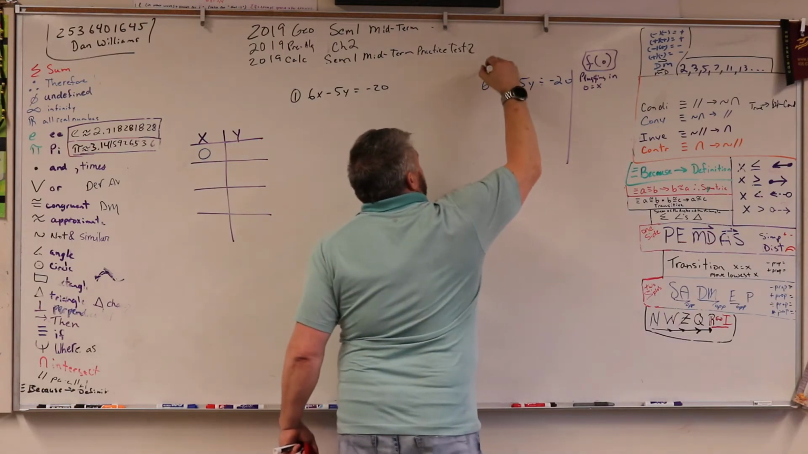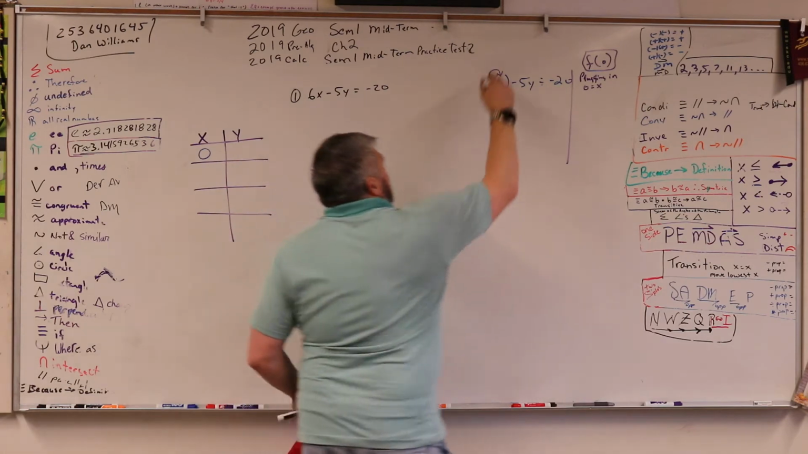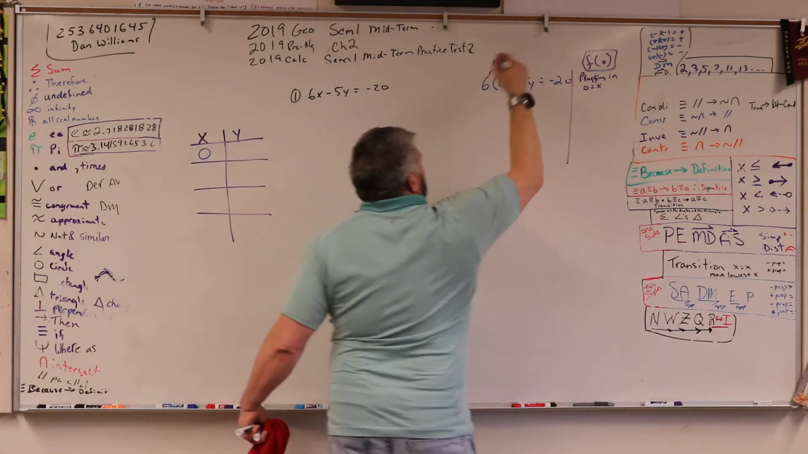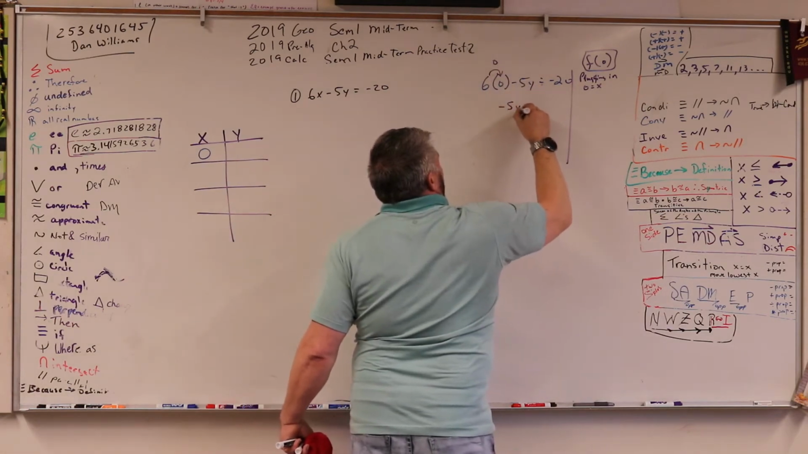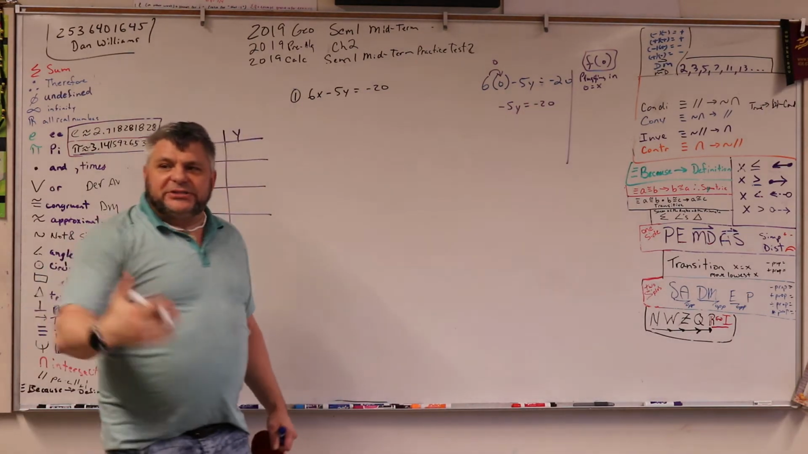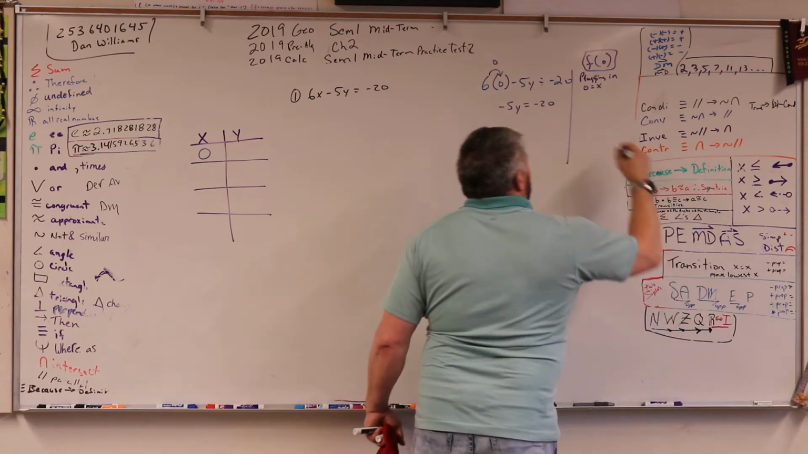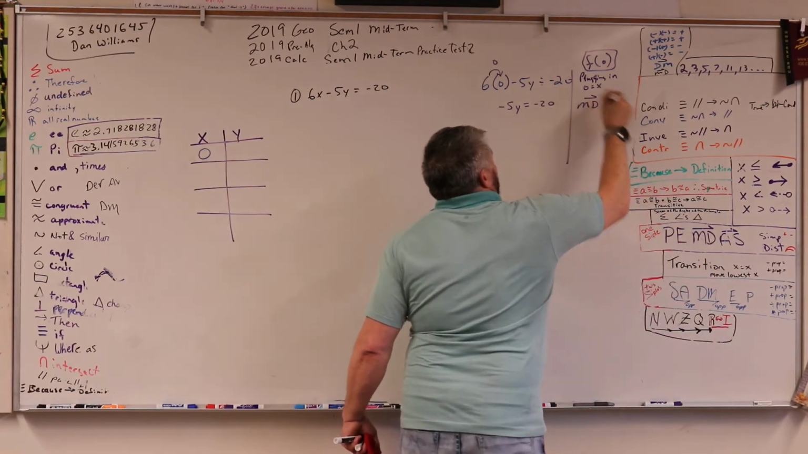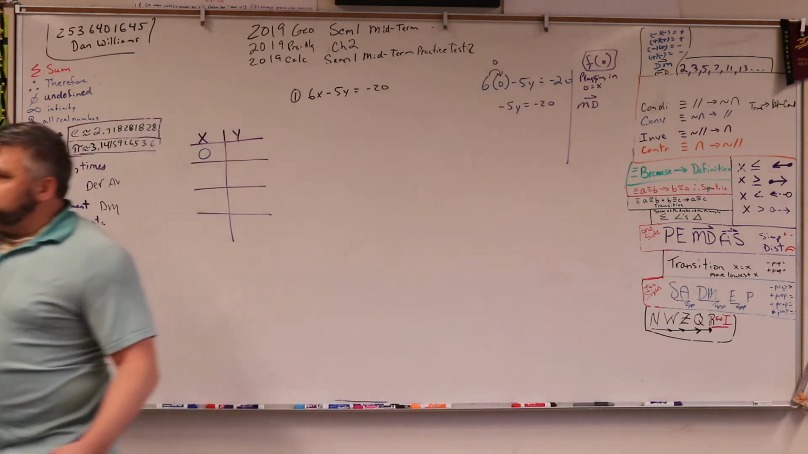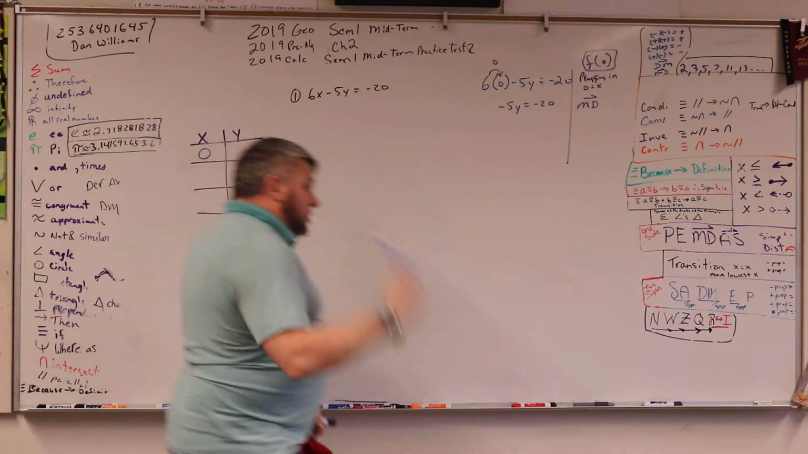So what is 6 times 0? 0, so it just goes away. So now I have negative 5y is equal to negative 20. So the first step was multiplication, division from left to right. So it was MD. Does that make sense? And now the second step is solving.